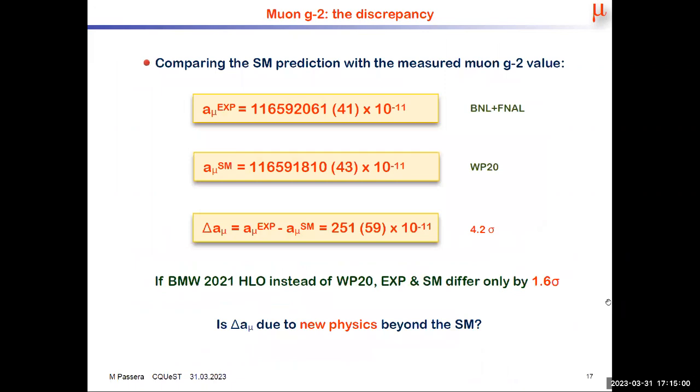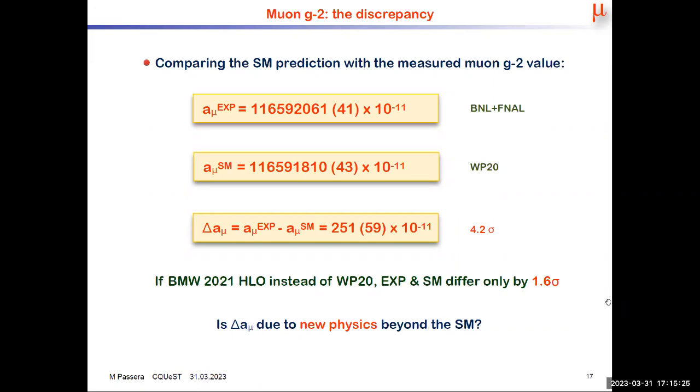All right, if you put everything together, you have the 4.2 sigmas that I was telling you, but if you use the BMW 2021 instead of the white paper, it's only 1.6. So it's really difficult to say what the Standard Model prediction is right now because of the puzzles that I've been telling you about. We don't have one single number, and this is a problem, of course.